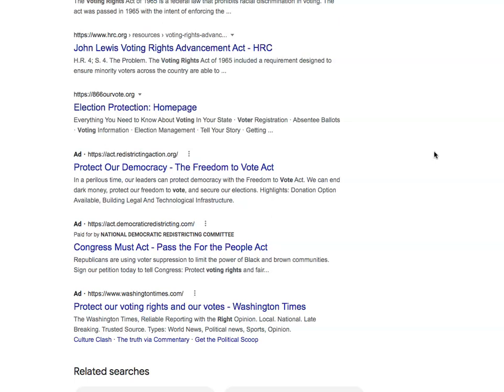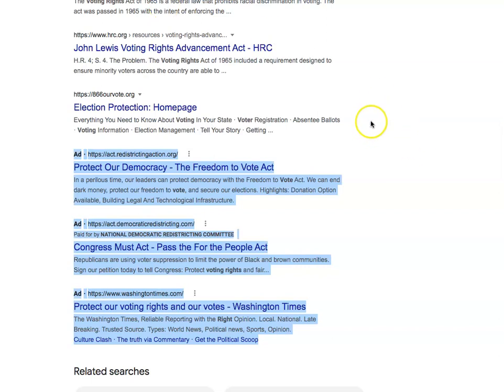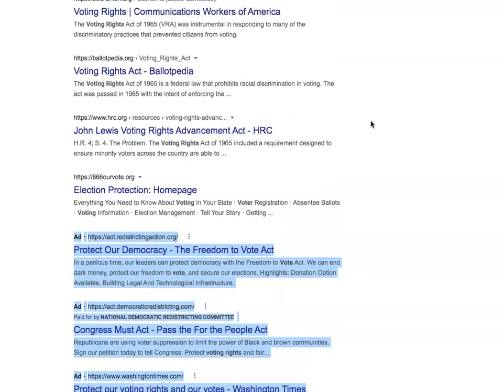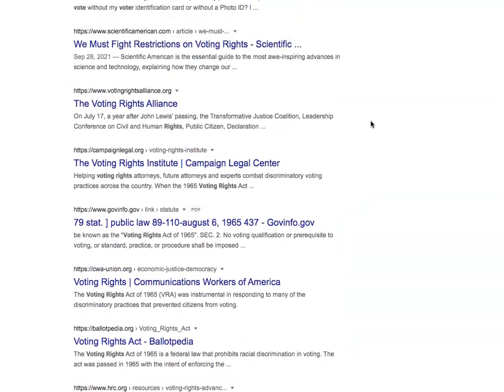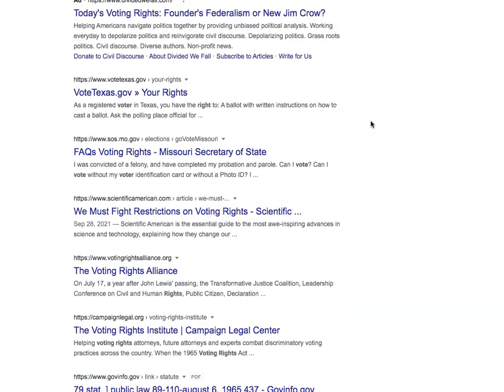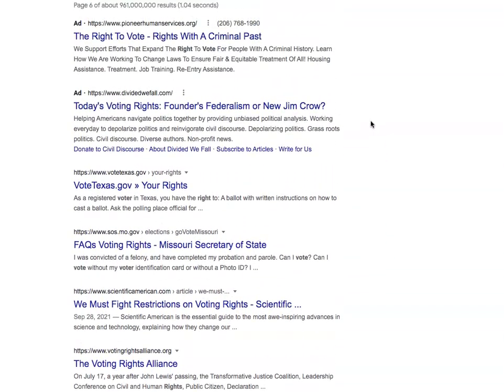Ballotpedia.org, HRC, etc., and then we go to an ads section. So all of these people may or may not have something that will help you. We're on page 6. Remember, most of the people in your class did not get past the first page, and there are still many things that are interesting. I think this one, Scientific American, might be interesting.